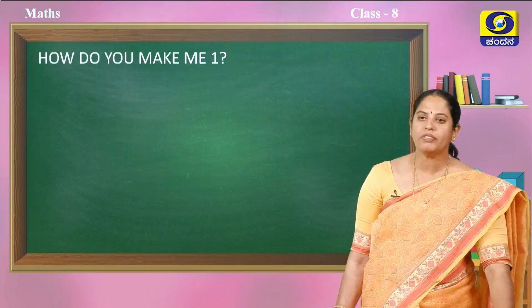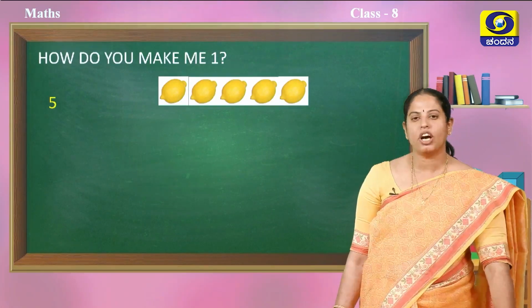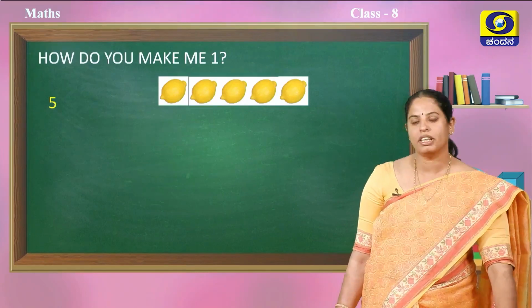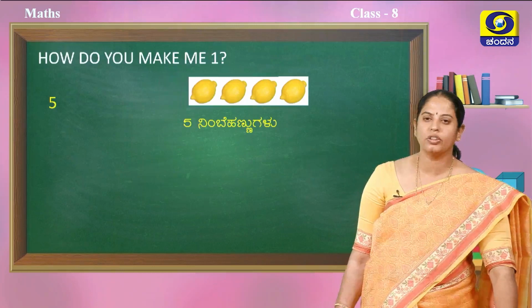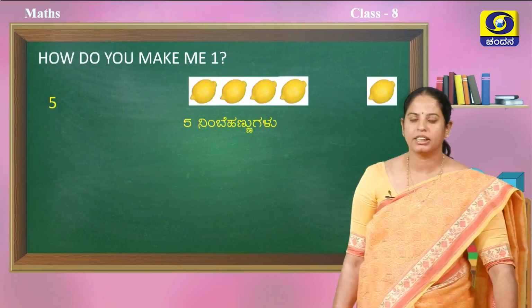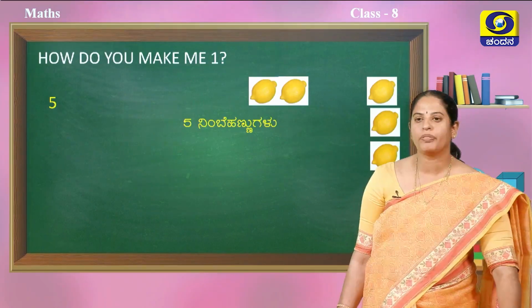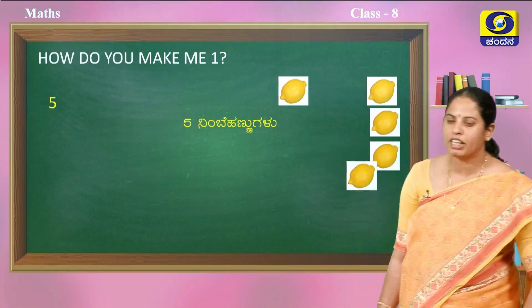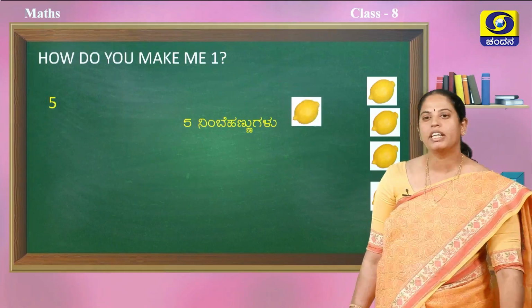How do you make me 1? 5 lemons are there. How do you make me 1? So, how are you going to make me 1? I will divide the 5 lemons into 5 equal parts. Yes. And I distribute each part among the 5 persons. Each one will get 1 lemon.